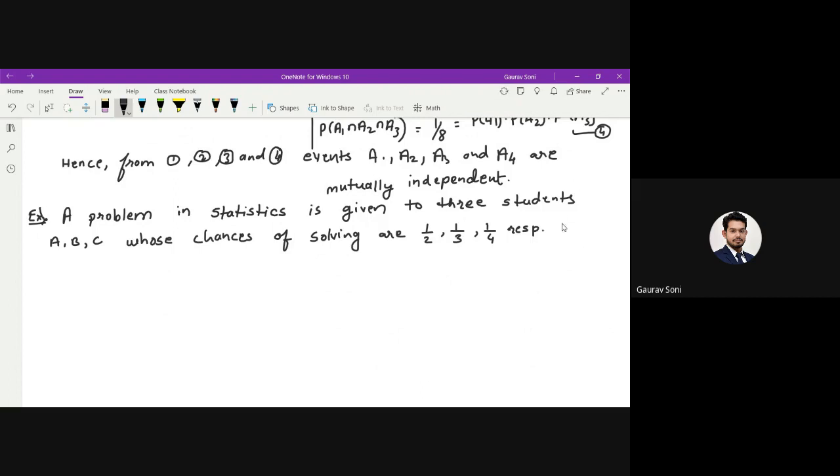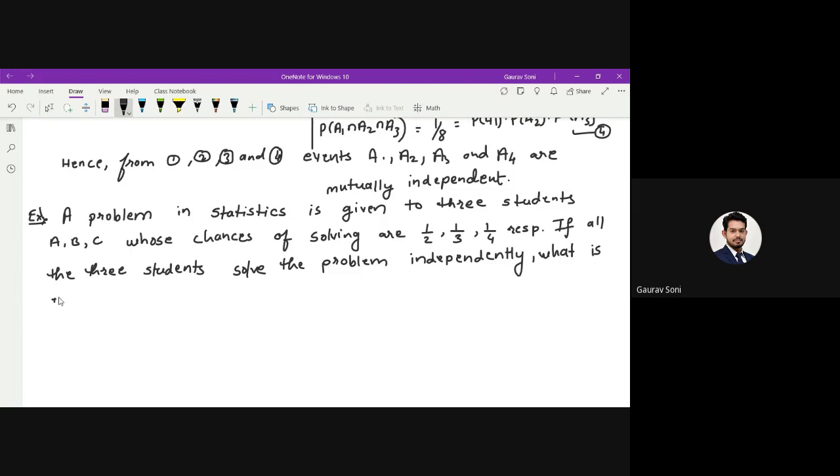If all the three students solve the problem independently, what is the probability that the problem will be solved?